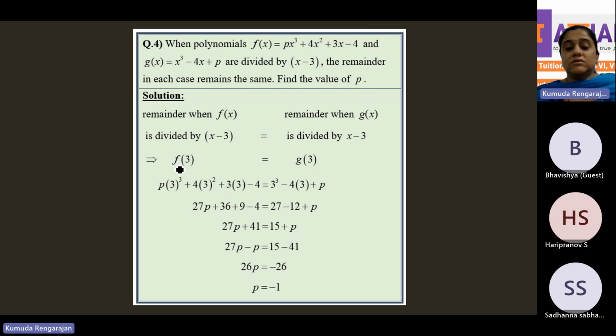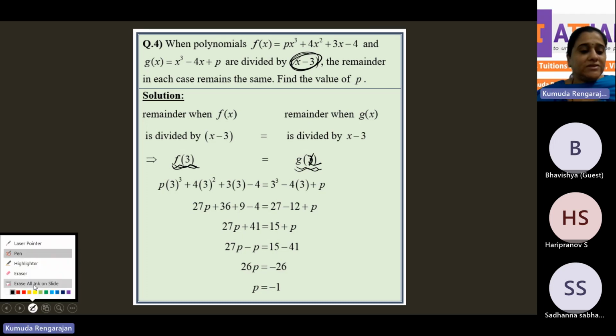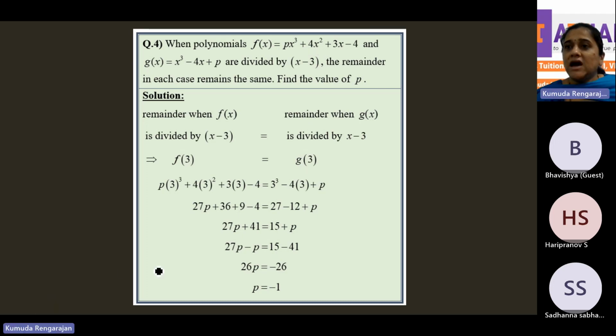All right, children. So f of 3, what do you understand by f of 3? f of 3 will give us the remainder when f of x is divided by x minus 3. And what do we understand by g of 3? g of 3 will give us the remainder when g of x is divided by x minus 3. And it is given that the remainders are the same in both the cases. That is why we wrote f of 3 is equal to g of 3.